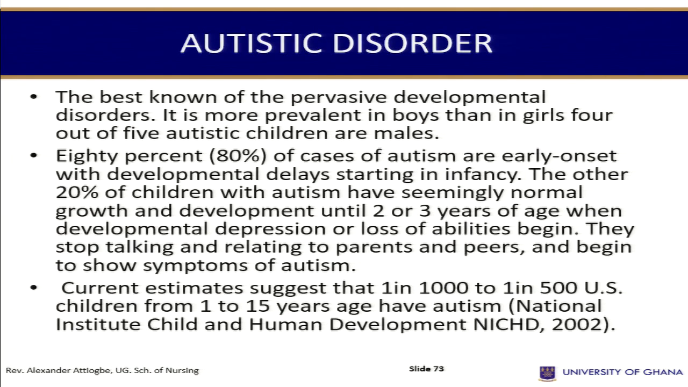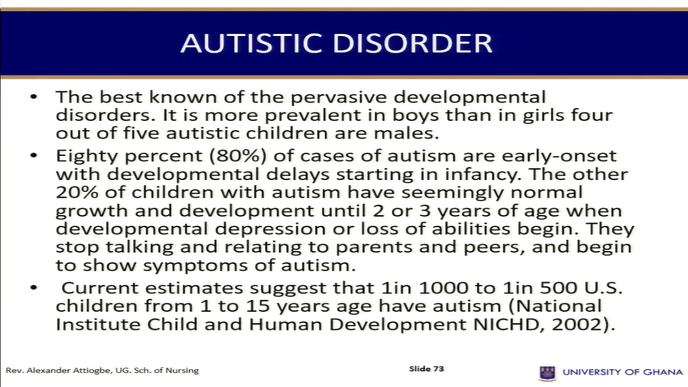Autism is the best known of the pervasive developmental disorders. It is more prevalent in boys than in girls. 4 out of 5 autistic children are males. 80% of cases of autism are early onset with developmental delays starting in infancy. The other 20% of children with autism have normal growth and development until 2 or 3 years of age, when developmental regression or loss of abilities begins. They stop talking and relating to parents and peers and begin to show symptoms of autism.